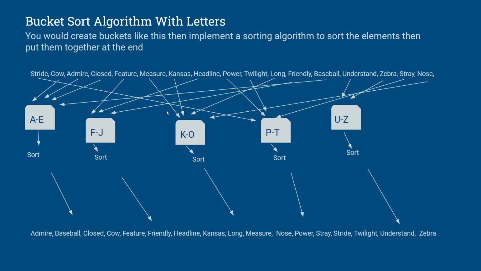So this one will have 4, this one will have 3, 4, 4, 2. And then once we get all the words placed in the bucket, we'll be sorting them using either the same sorting algorithm recursively or a different one. And here we have our sorted list.